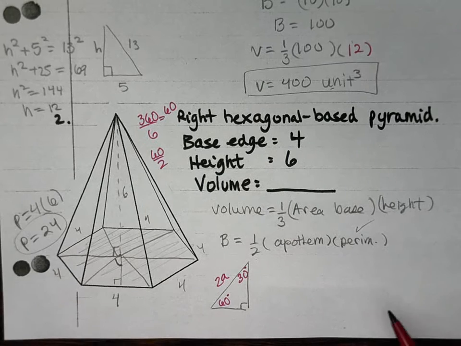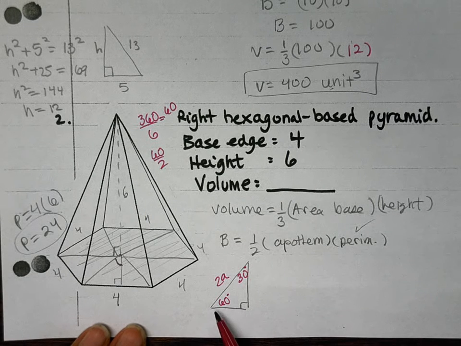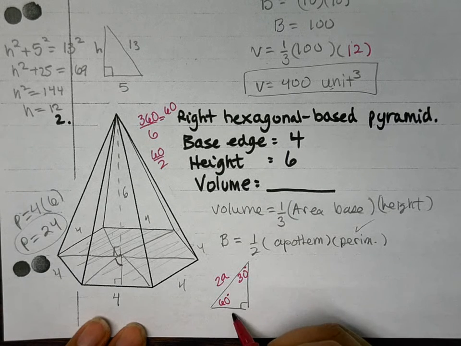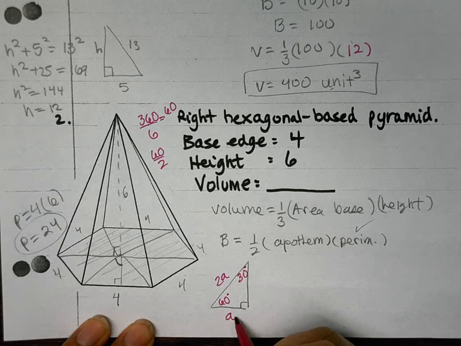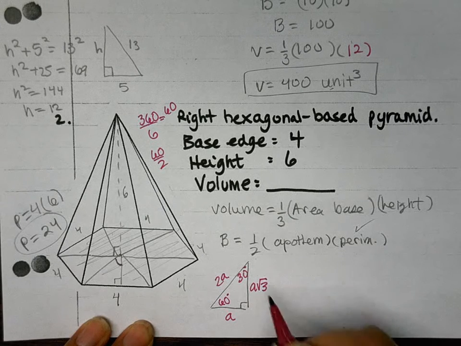Where is the apothem? By the 30. This one over here? Yeah. And this one's the half side length? Yeah. Where does my a go? On the apothem or the half side length? My a goes here, and this is a root 3.